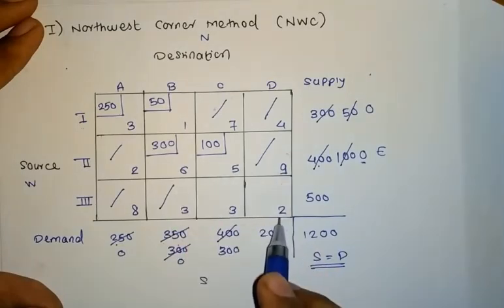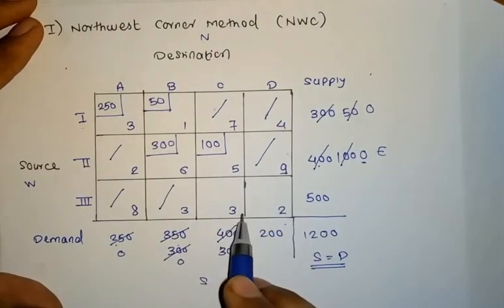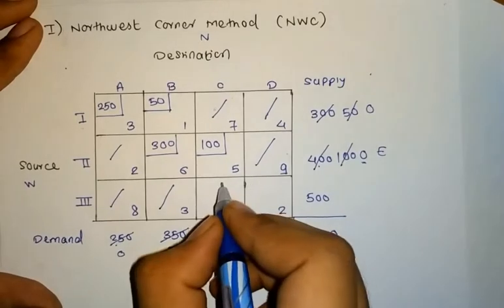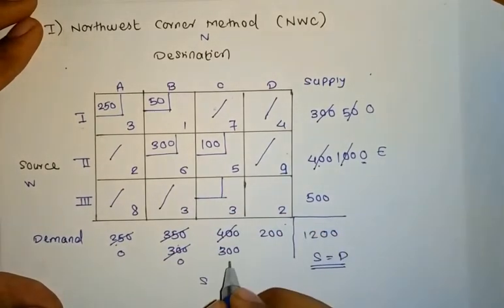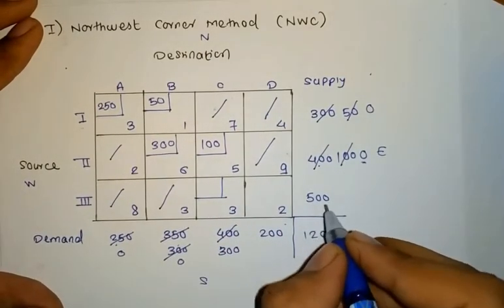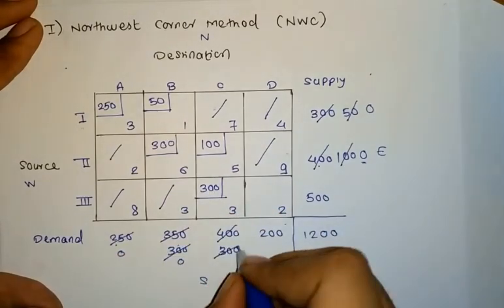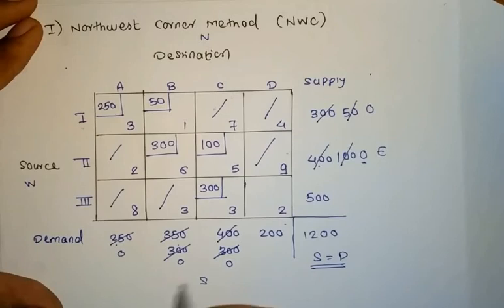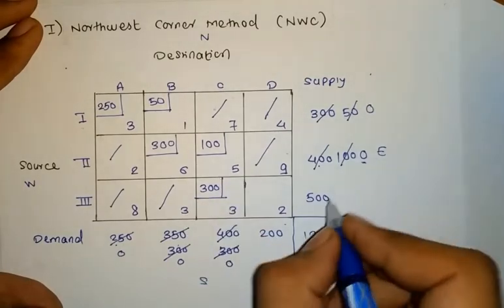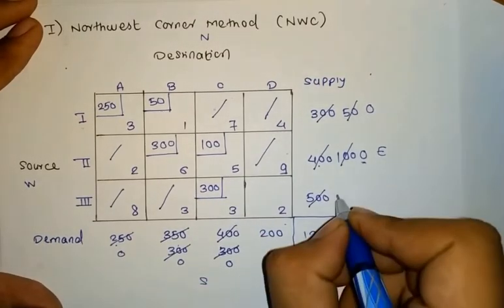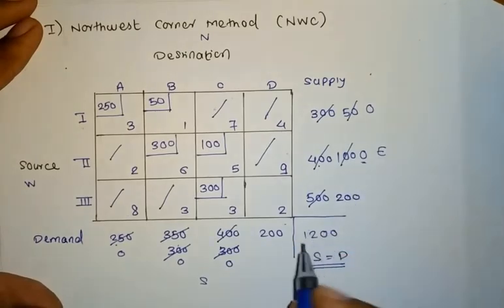Finally we get just two elements in that matrix. We choose the value 3, with demand 300 and supply 500. We allocate the minimum value, 300. The 300 is cancelled, the remaining demand is 0, and we cancel that column. The remaining supply value is 200.